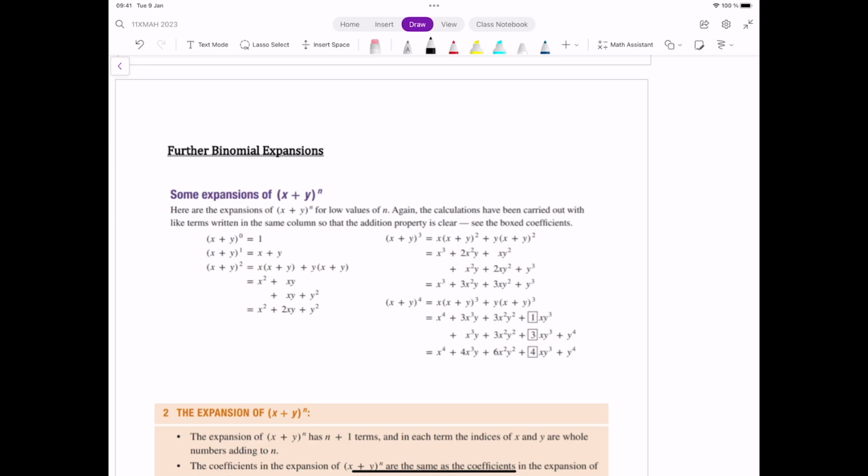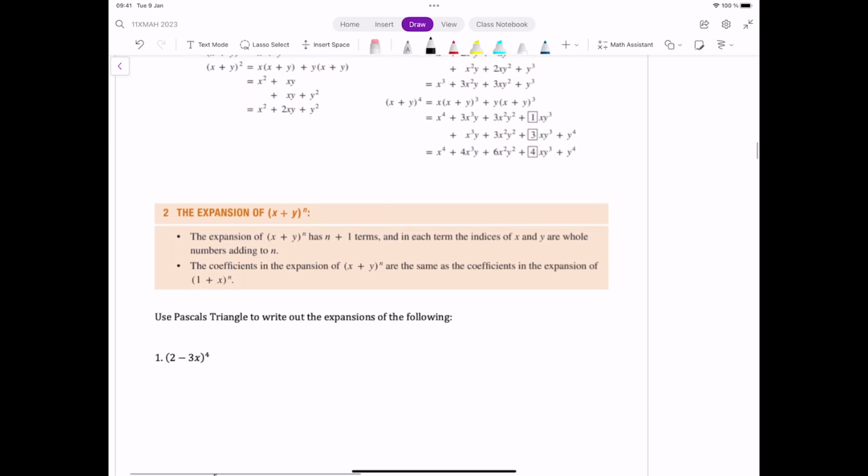Some further binomial expansions. So the expansion of x plus y to the n. We've got some expansions. So these are some expansions of x plus y to the 0, 1, 2, 3, and 4. Okay. Some interesting properties of expansions. The expansion of x plus y to the n has n plus 1 terms, and each term's indices of the x and y are whole numbers adding to n. We've talked about that. The coefficients of the expansion x plus y to the n are the same as the coefficients of the expansion 1 plus x to the n. Okay, that's quite obvious as well.